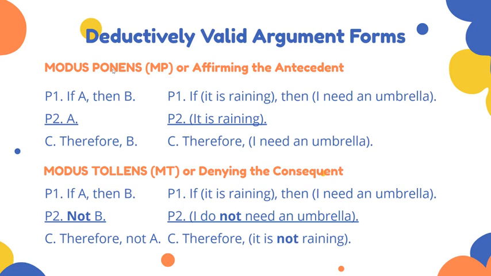So here's an example of modus ponens. It has exactly 2 premises and a conclusion. So premise 1 is if A, then B. So let's plug something in there. If it is raining, then I need an umbrella. So notice that it has this form here. Premise 2, it is raining. So A is true. And then the conclusion, therefore B. Therefore, I need an umbrella. So notice that this is if A, then B. Premise 2 is A is true, or the antecedent is true.